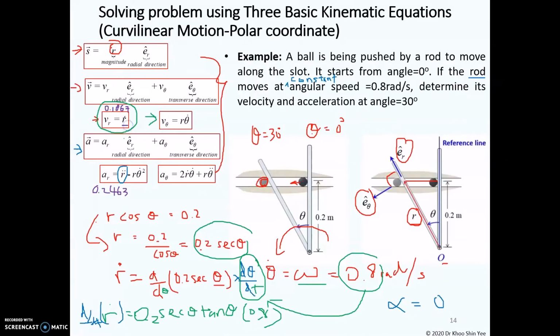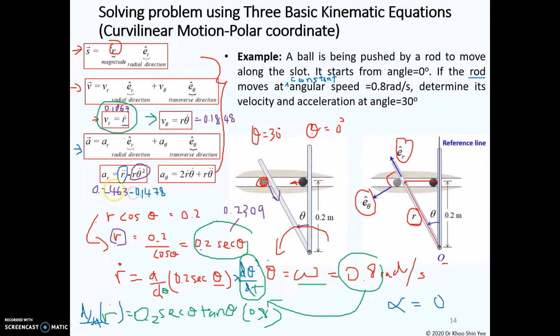So far we obtained the answer for the R dot and R double dot to be this. When you substitute angle equal to 30 into the formula for R, you obtain the radius equal to 0.2309. So substitute it inside this formula and multiply with 0.8, you obtain 0.1848. Substitute the R to this and then multiply with 0.8 squared, then you obtain the normal acceleration or the centripetal acceleration, which is moving toward the center. Then you should obtain 0.1478.